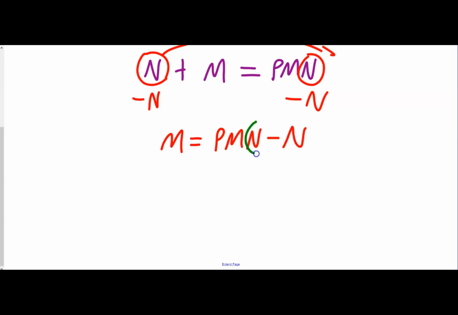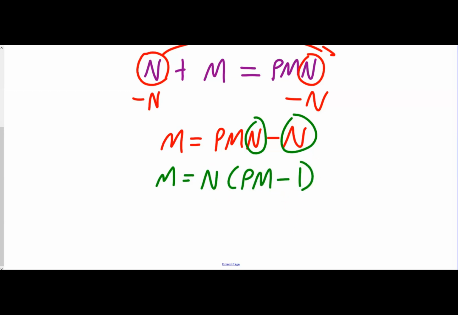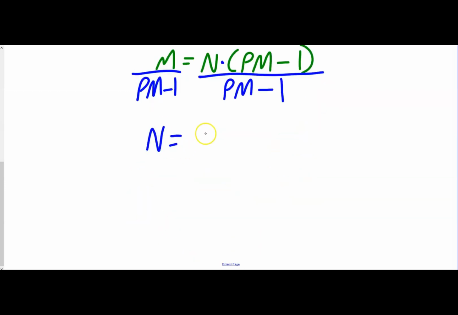Again, if you're paying attention, you see your chosen variable appear twice. That tells you that step 3 needs to be done. We need to pull out the GCF. And there, we pulled out the GCF. So what do we do now? We do step 4, because we have to get rid of all these extra variables that are multiplying the N. So we divide by PM minus 1. So what does N equal? M divided by PM minus 1.